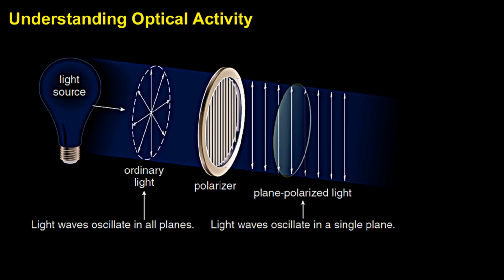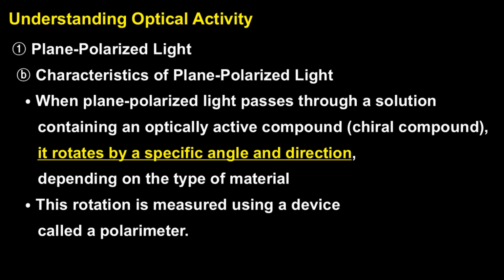Here's a quick look at how ordinary light turns into plane-polarized light. On the left, you can see a light source emitting ordinary light. The waves are oscillating in all directions. But once the light passes through a polarizer, only the waves oscillating in one plane get through. That's how we end up with plane-polarized light. The diagram makes this transition pretty clear and helps us see how light gets prepared for measuring optical activity.